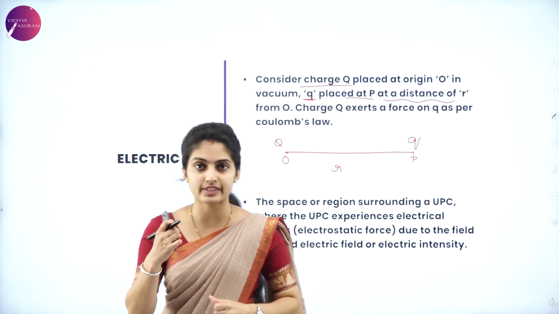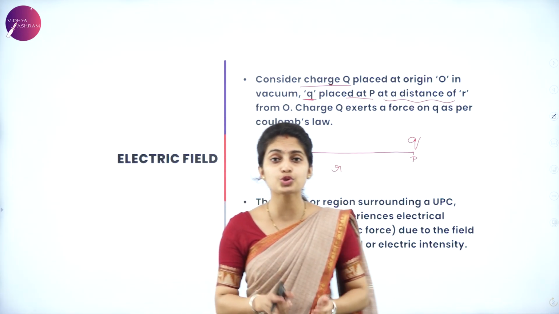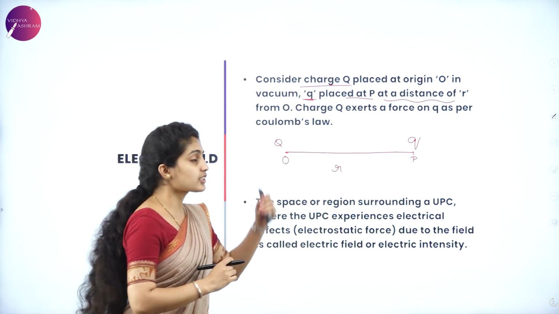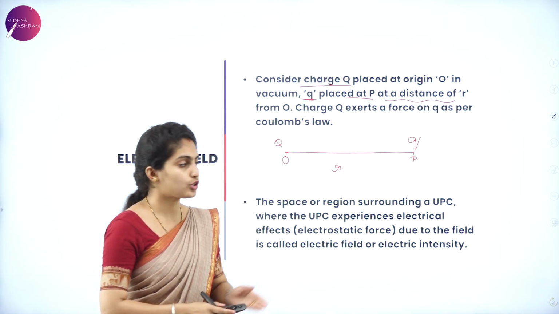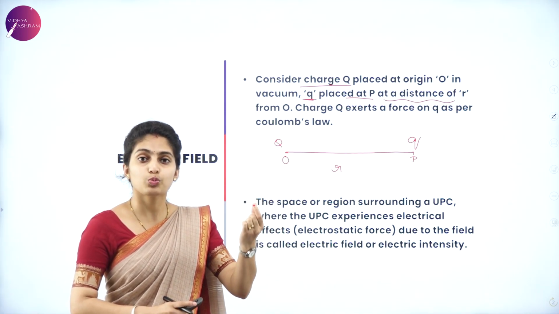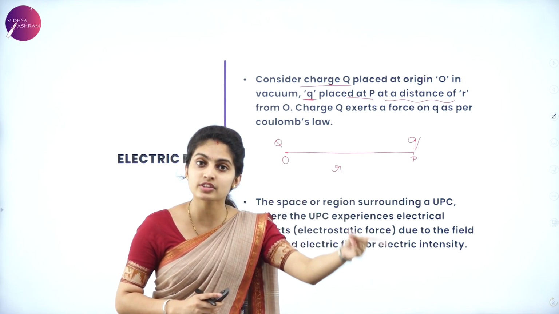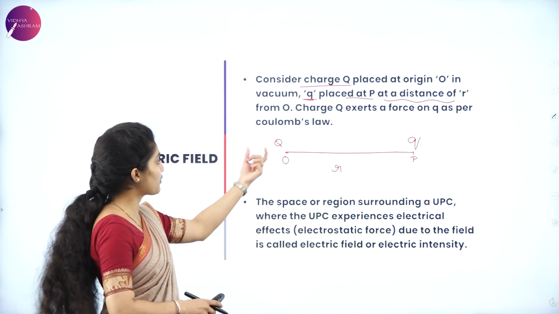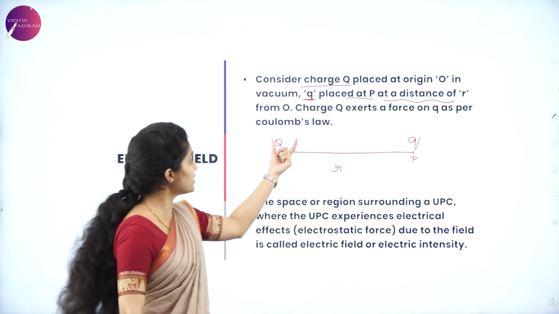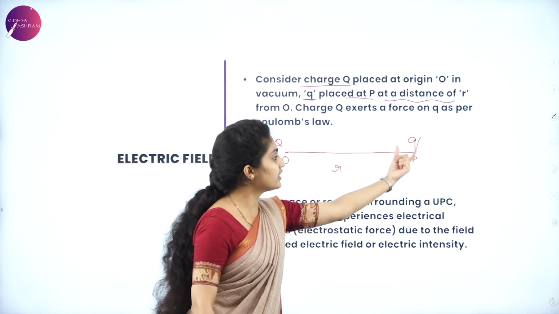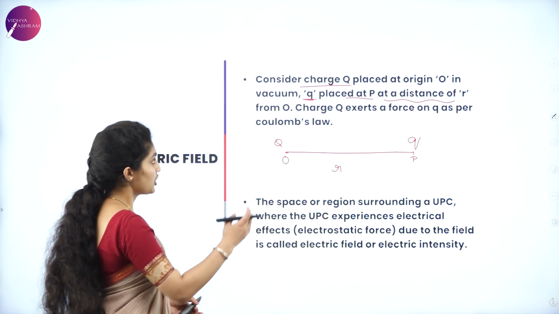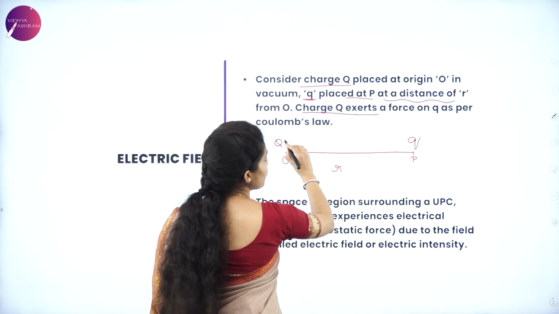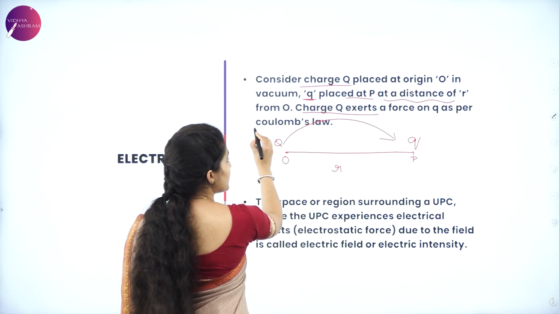So there are two charges, capital letter Q and small letter q. Usually the charge is represented in an alphabetical term, that is Q. This Q is called a source charge. So the source charge is the main charge which will induce a certain field on some other charge, and that other charge is known as a test charge. So you have capital letter Q, small letter q, where capital Q represents the source charge and small q represents the test charge. After which the charge Q exerts a certain force on this q as per Coulomb's law.